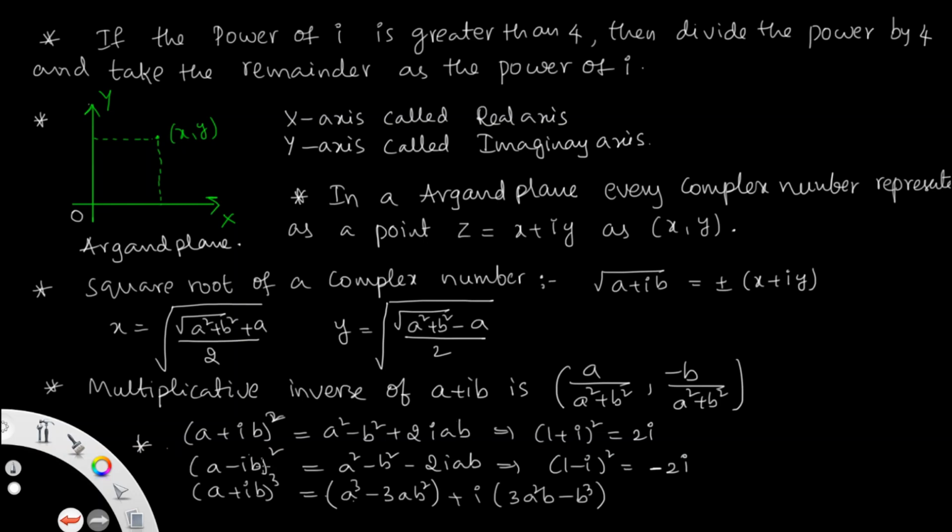Then go to the next one. a plus ib whole square is a square minus b square, since i square b square becomes minus b square, plus 2 into iab. a minus ib whole square is a square minus b square minus 2 into iab. In a similar way, 1 plus i whole square gives 2i. 1 minus i whole square gives minus 2i. Whereas a plus ib whole cube is a cube minus 3ab square, the real part, plus i into 3a square b minus b cube. These are the general formulas.